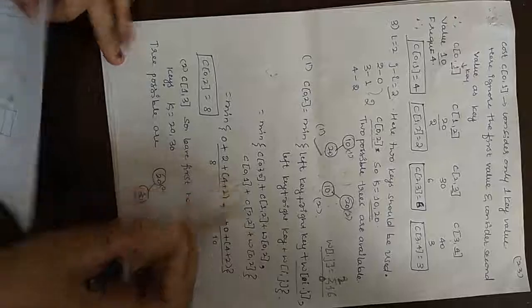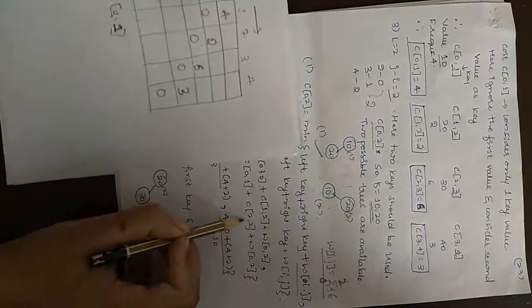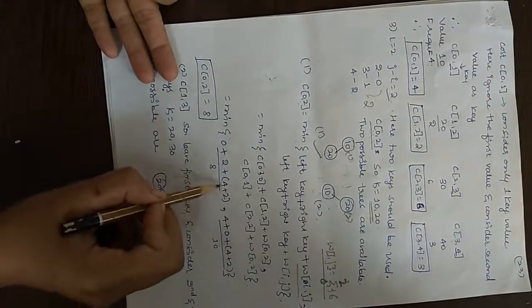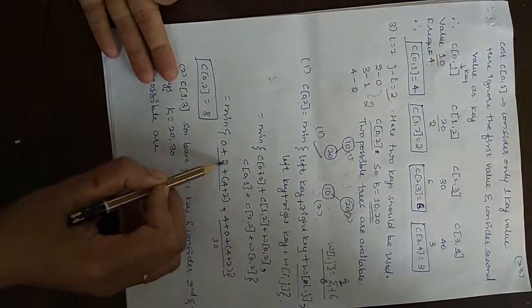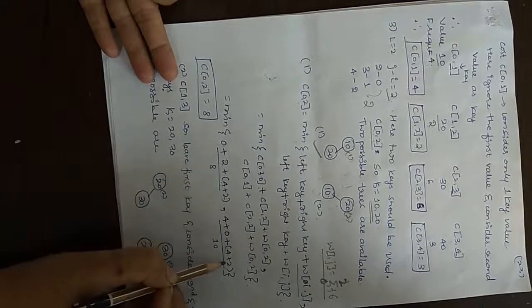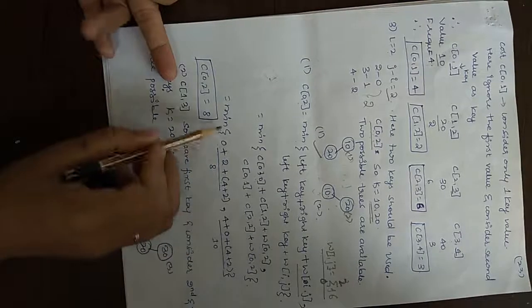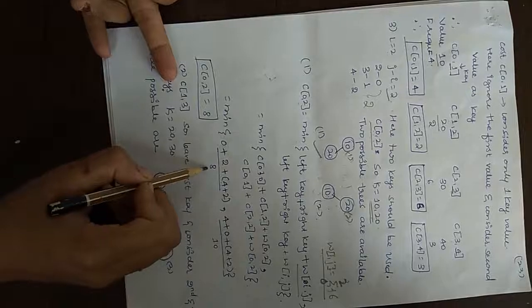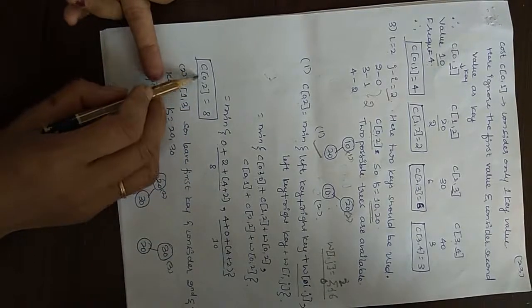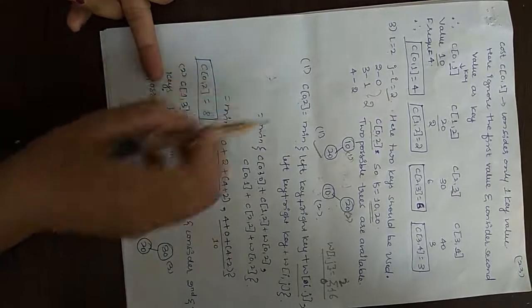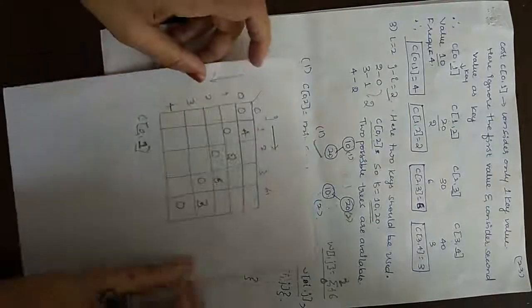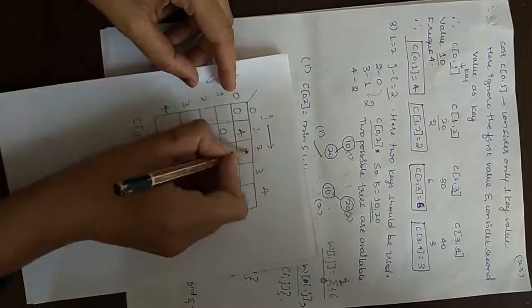So C of 0, 1 here. C of 0, 1 is 4, so I have written 4. 2, 2 is 0. And this is 4 plus 2. This value 4 plus 2 is 6. 6 plus 2 is 8. Here also 4 plus 2 is 6, and 6 plus 4 is 10. Which is minimum? 8 is minimum. So I have got C of 0, 2 as 8. Let me fill in C of 0, 2 as 8 here.